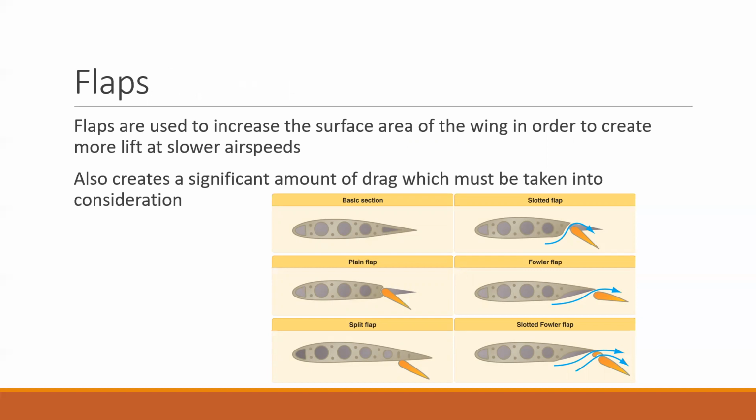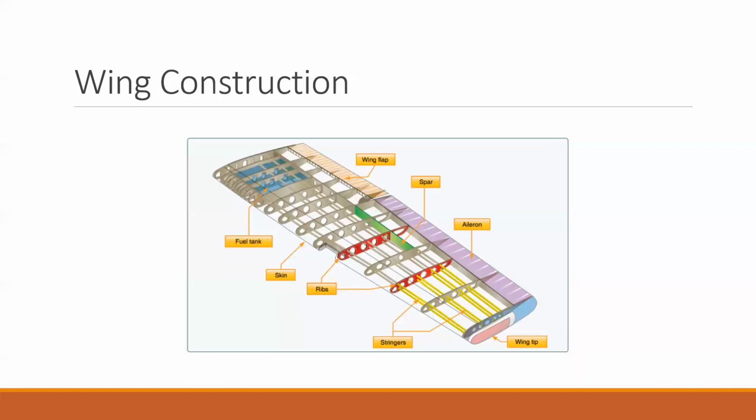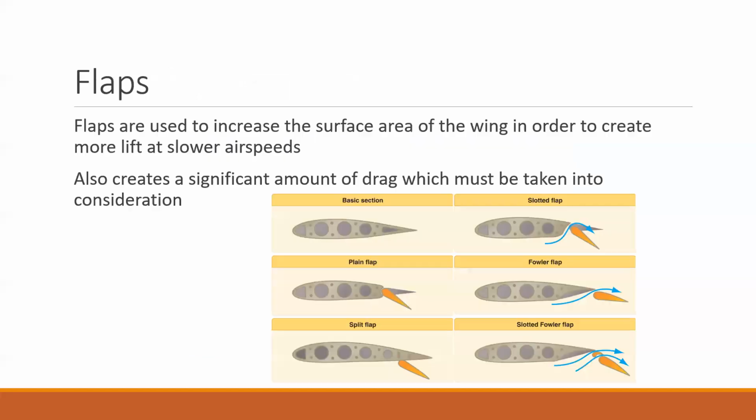Flaps, like we talked about on this slide, are this little orange part here. And flaps have a few different purposes. One is to help increase surface area, so that you're able to create lift at slower air speeds. But they also create a lot of drag, and this is helpful in slowing down. So you can land slower, and you can create more drag to get slower if you need to.